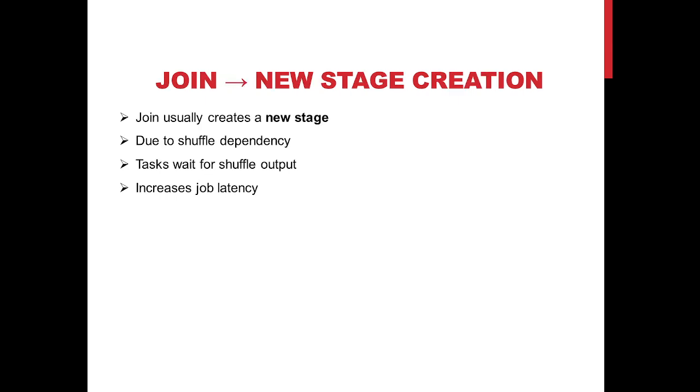Now shuffle introduces a stage boundary. That means Spark has to stop and wait. Most joins create new stages. That's why joins look expensive in the Spark UI. Now you know the reason: it's not magic.